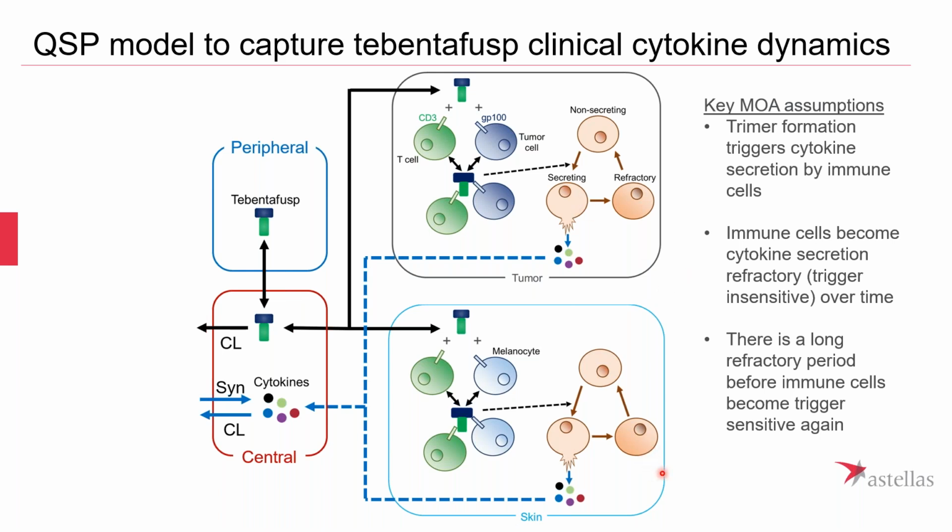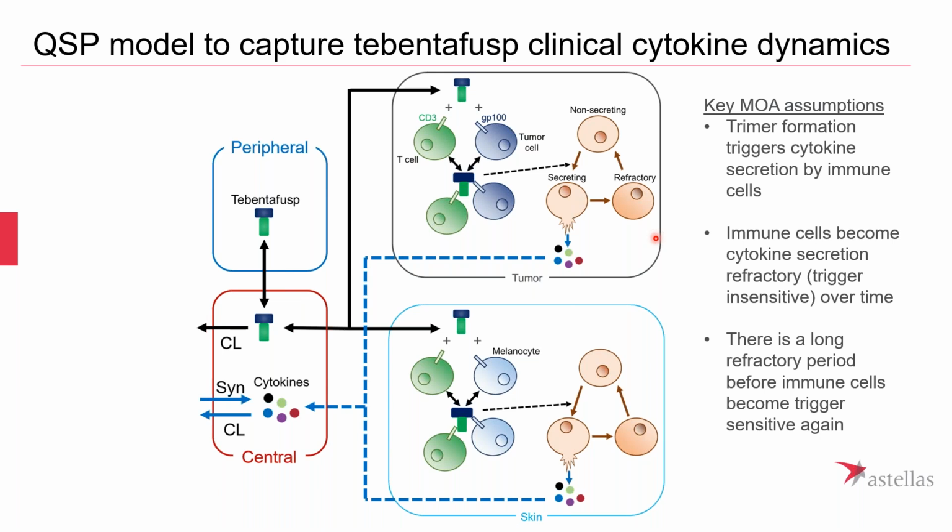Once tebentafusp enters the tumor or the skin, it undergoes our typical binding patterns that you've probably seen before in other bispecific binding models, where it binds CD3 and GP100 to form this trimeric complex. And then what's happening over here on the right is what's new, that you might not have seen before. This is a way of capturing the immune cell dynamics and the cytokine release that results from this trimeric complex forming.